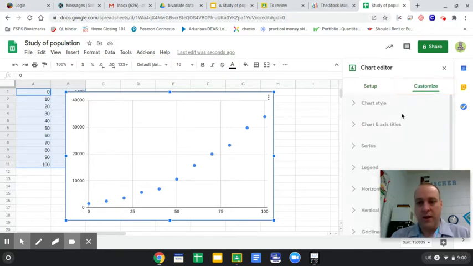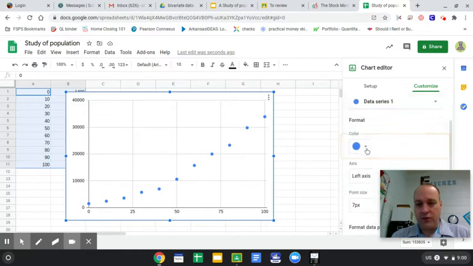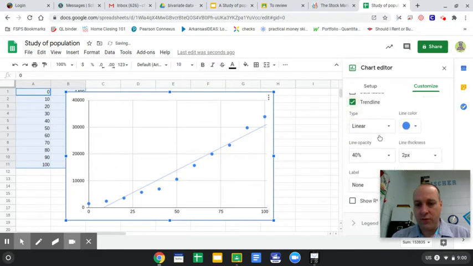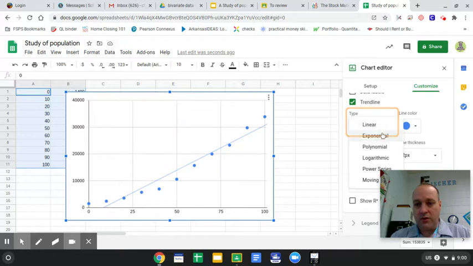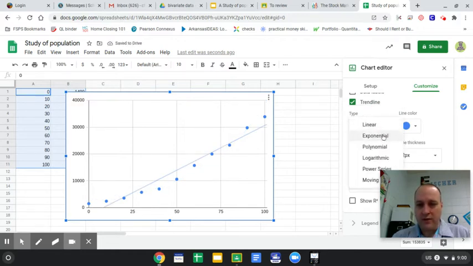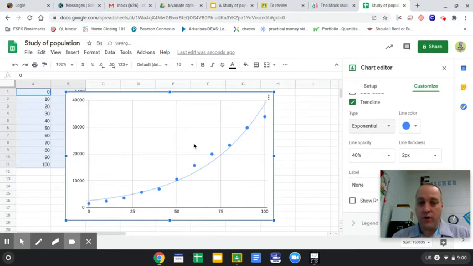So now you go to customize right here, series, scroll down to where it says trend line, just like we've done in all the two assignments before this one. Only this one, instead of a linear trend line, I'm going to change it to exponential. And you see how it kind of curves along with the data just a little bit better. See, I can put it on linear and see how it doesn't quite match up as well as this one does. This matches up pretty well. It's a little off right in here, but it matches up fairly well.